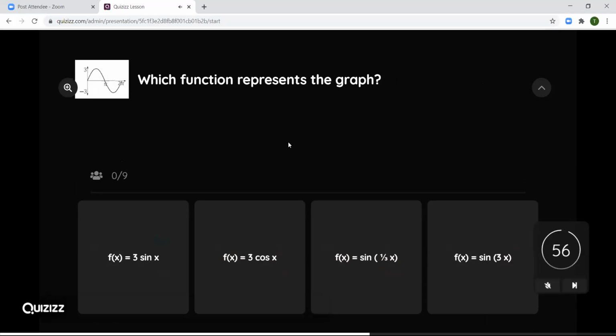So you can tell what this function represents. Easy one. Let me give you one hint. It has an amplitude of 3.